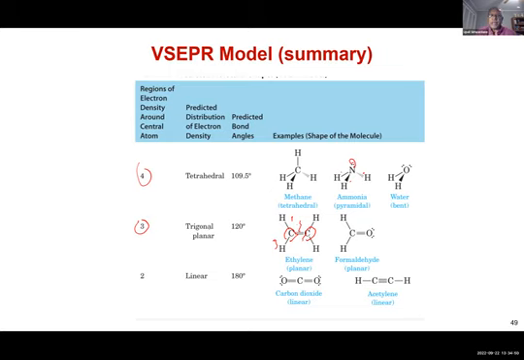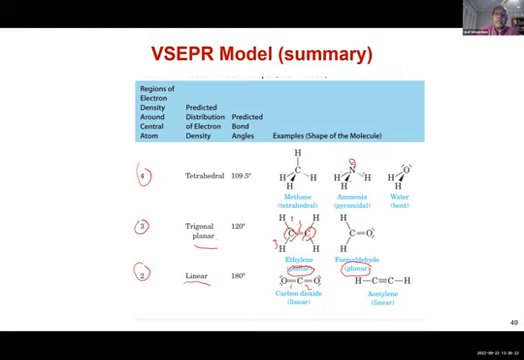Therefore, formaldehyde is trigonal planar, and ethylene, with 2 trigonal planar units in a plane, becomes a planar molecule. We talked about this. Formaldehyde becomes trigonal planar. We just call it planar. Carbon dioxide has 2 electron groups. Therefore, 2 electron groups normally distribute in a linear fashion.